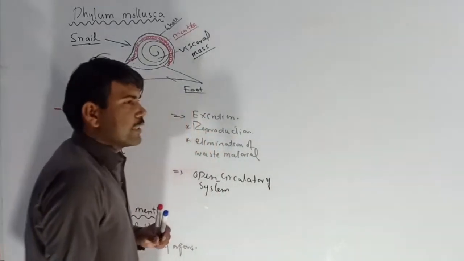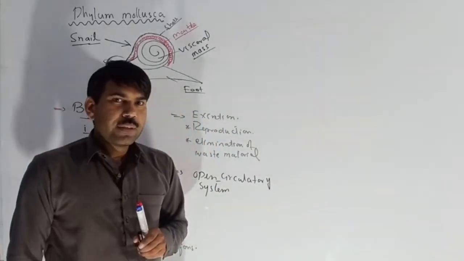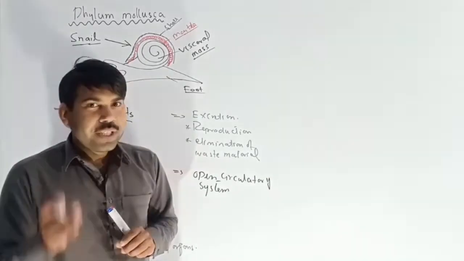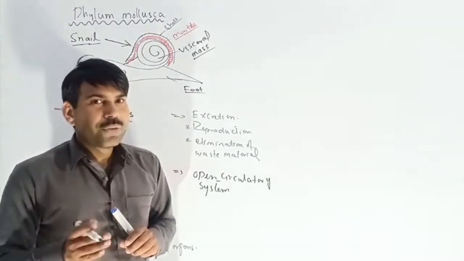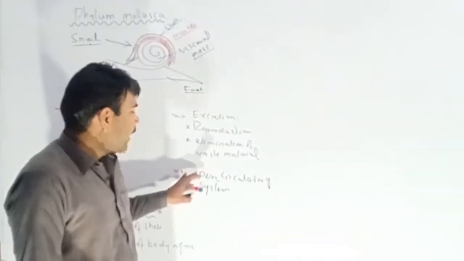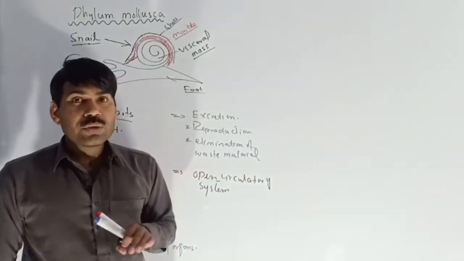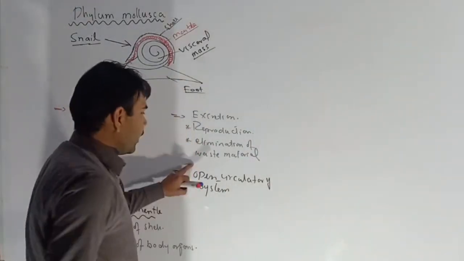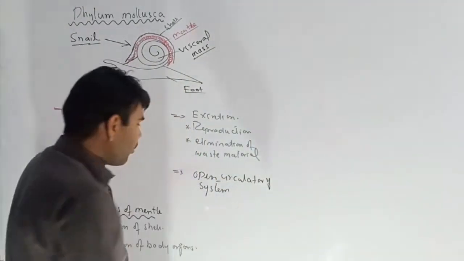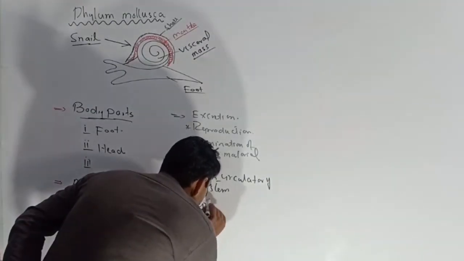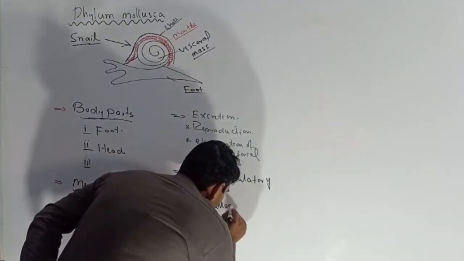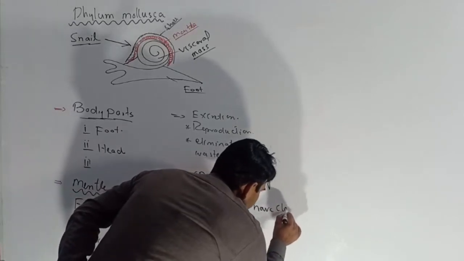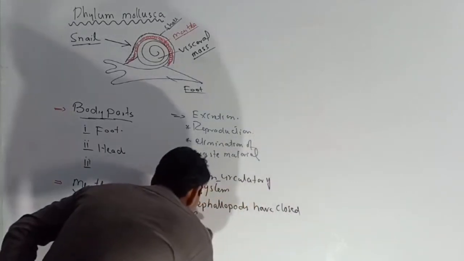But there is an exception. Only the members of one class, known as Cephalopoda, have a closed circulatory system. So we can write here that all the members have an open circulatory system, but cephalopods have a closed circulatory system.